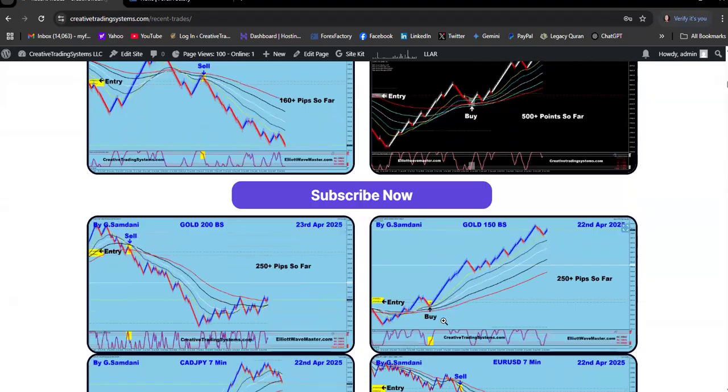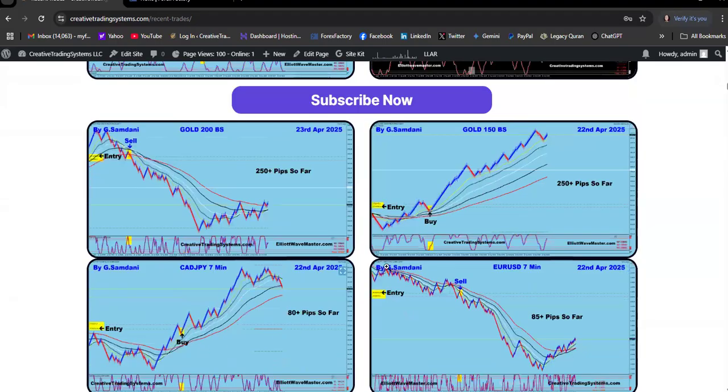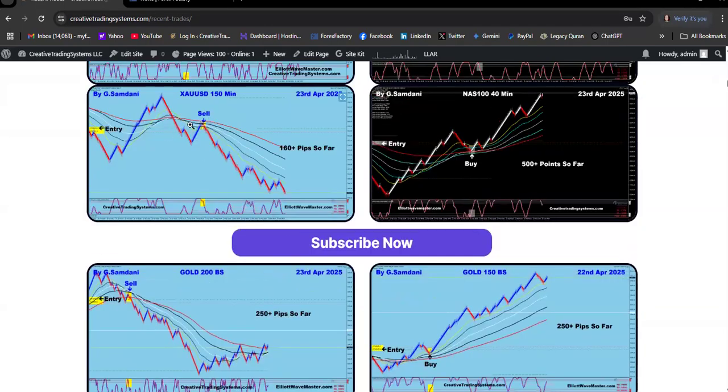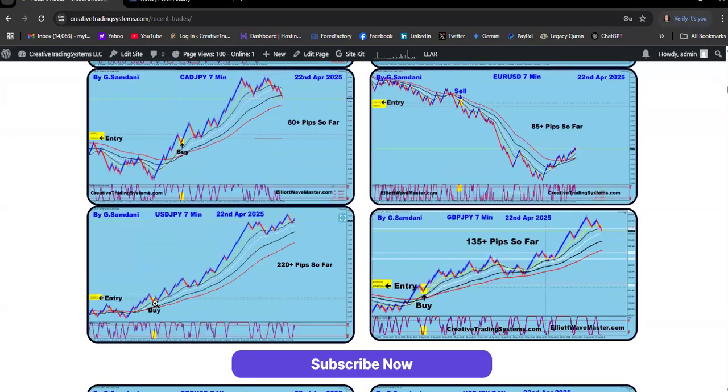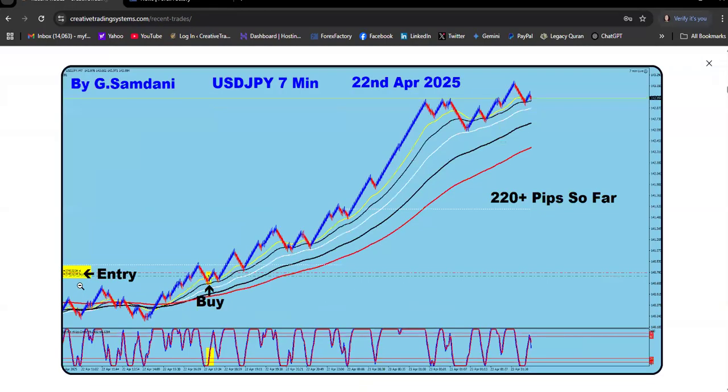See the short setup, this is a long setup. Again, see this one and this one, how similar they are. This is a short setup here, short setup here. Same thing. Long setup here, long setup here. This is pound yen, this is USD yen. This is a 220 pip trade, this is a 135 pip trade. My entries are always here. See this buy order, and I shall move to break even plus.